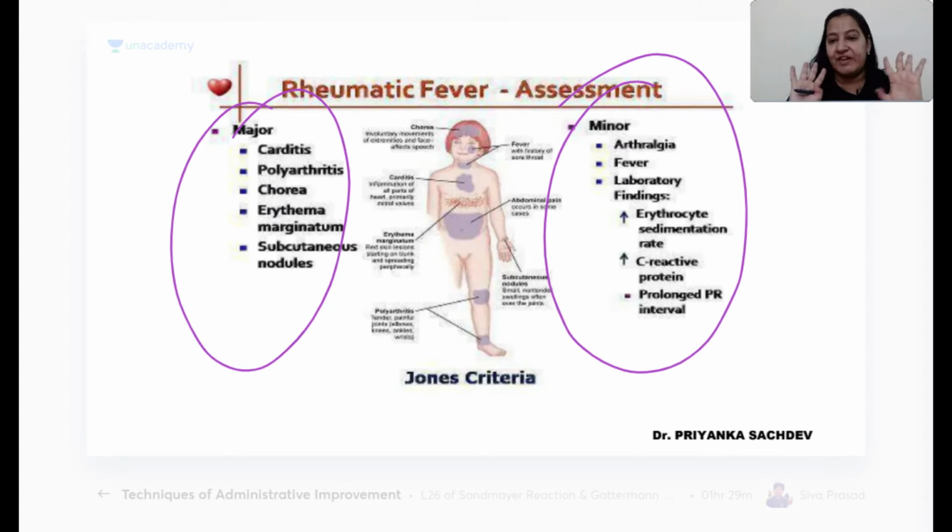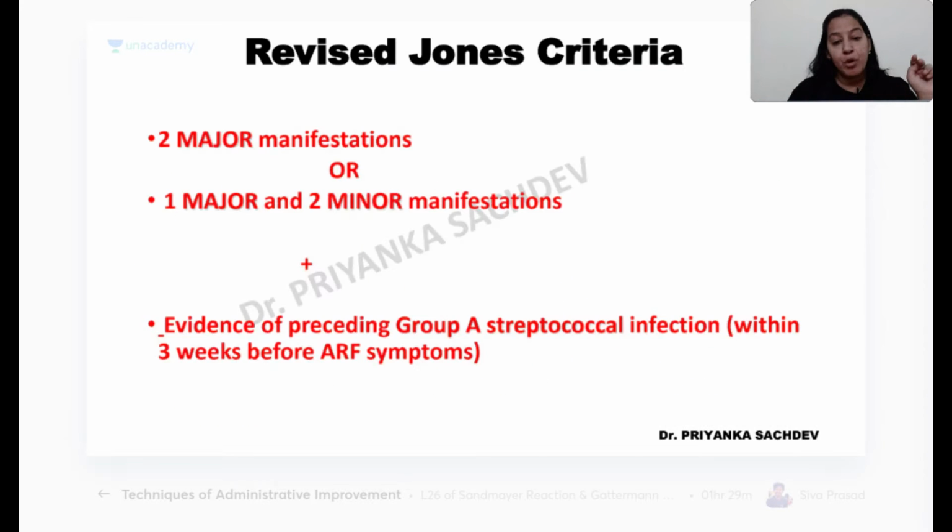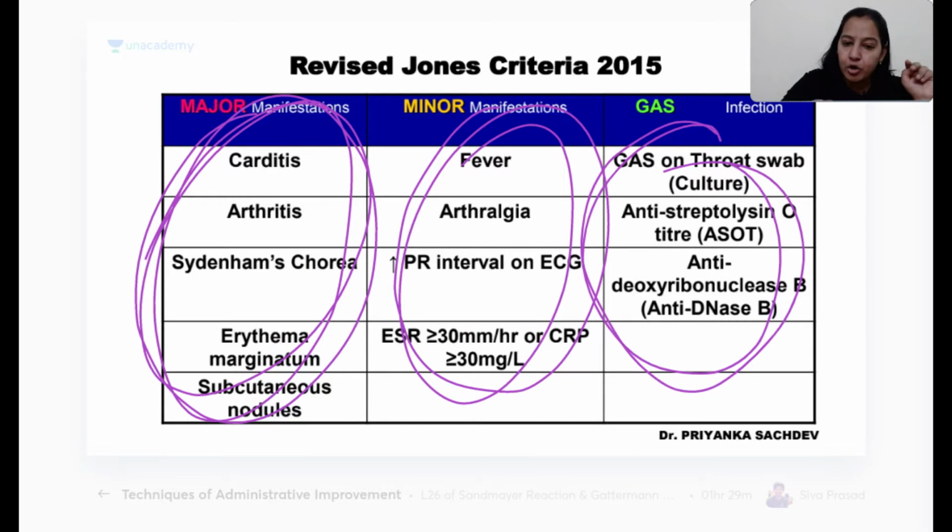Then only we can say it is rheumatic fever. Otherwise, we won't say. So supportive criteria are GAS criteria. Group A beta streptococcus, S for streptococcus, GAS. Group A streptococcus criteria, known as GAS criteria. So there are 3 GAS criteria.